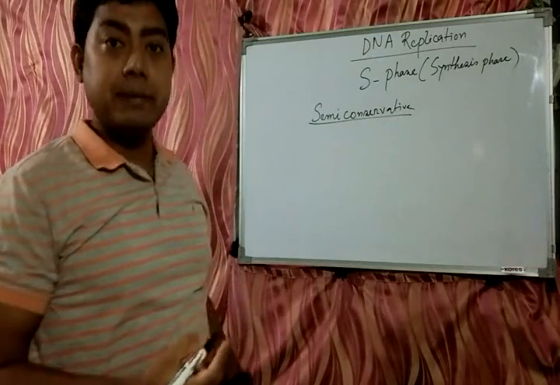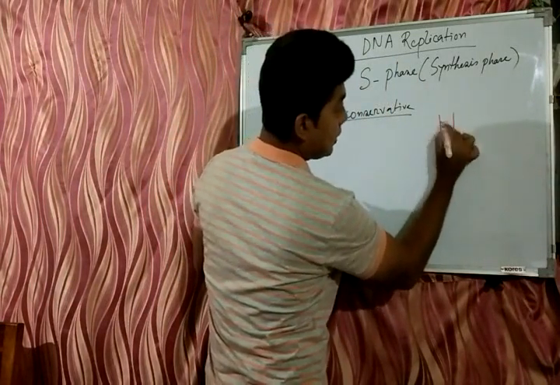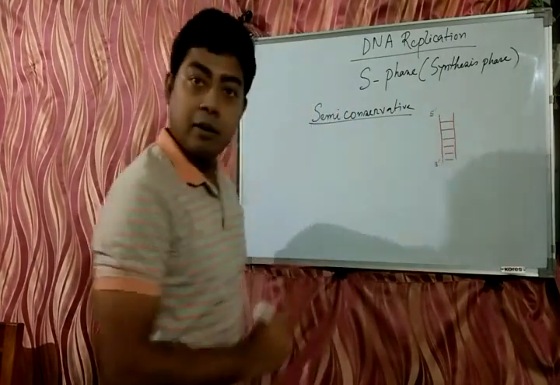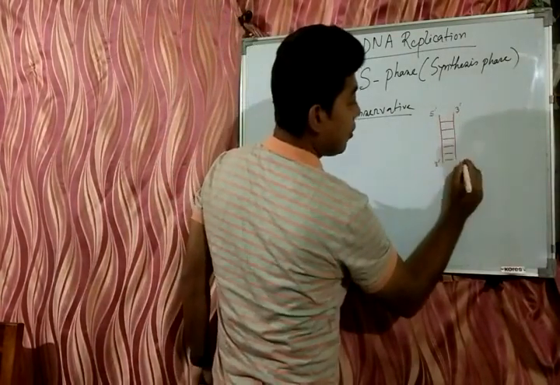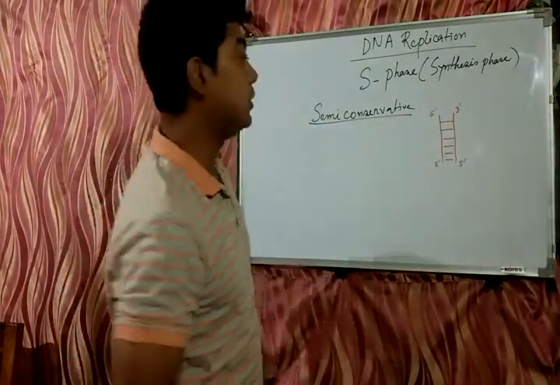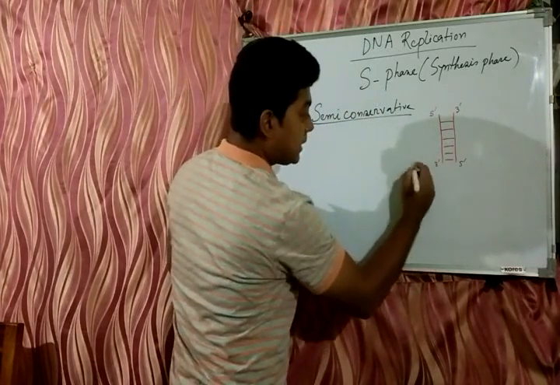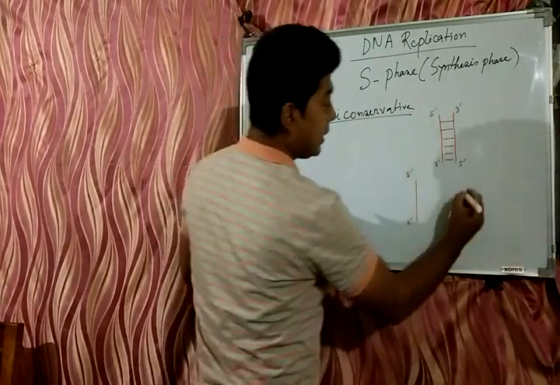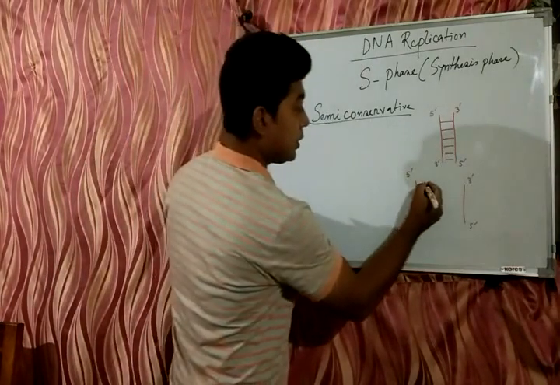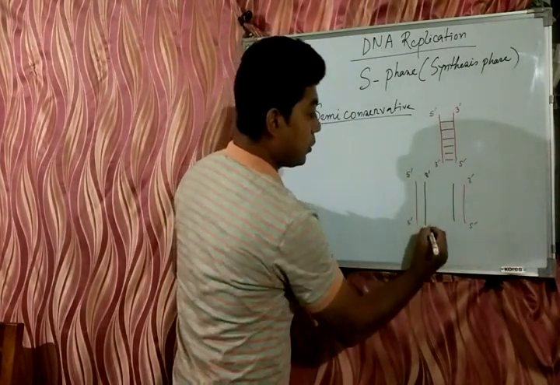Semi-conservative process. So what is the meaning of semi-conservative? That means in DNA replication, suppose there is a double-stranded molecule. It has one strand with 5 to 3 polarity, and another one with 3 to 5. Two polarities are there. So suppose this is the parental DNA. One strand has polarity 5 to 3, the other has polarity 3 to 5. Based on this, new DNA strands are produced.